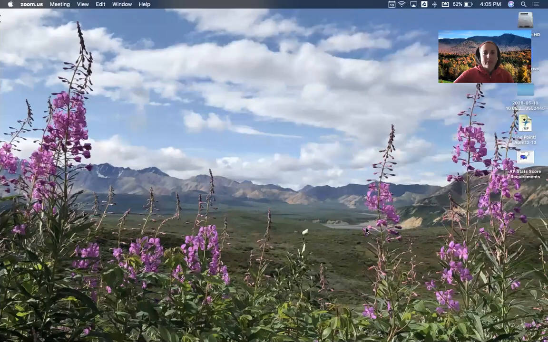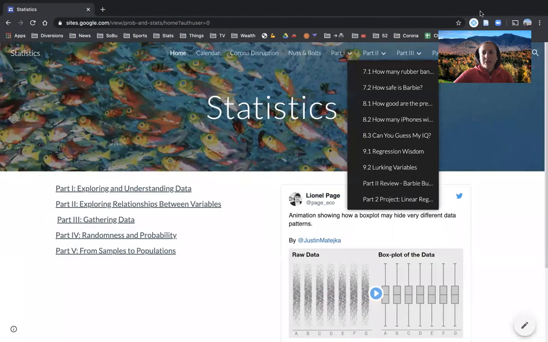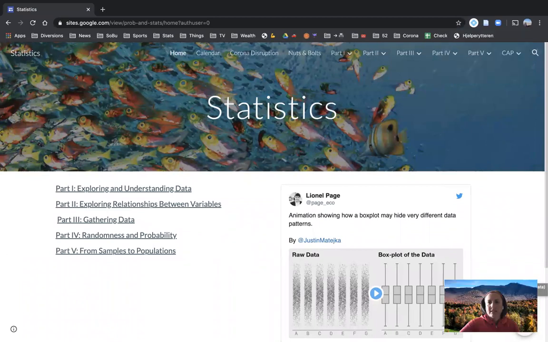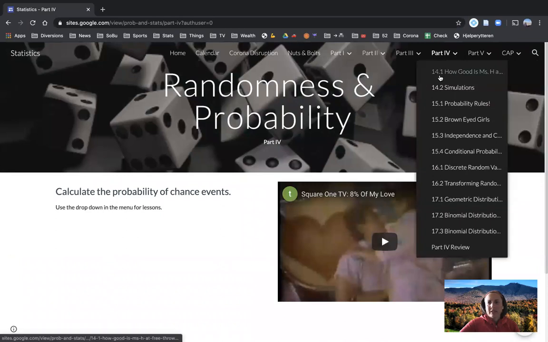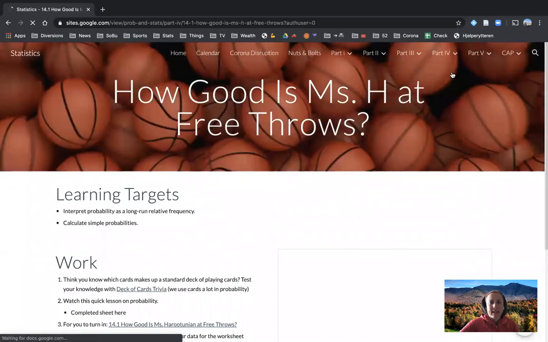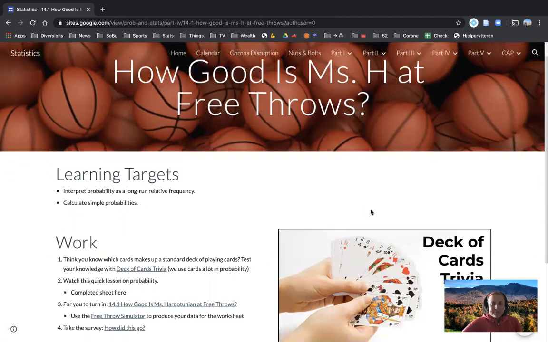If you are on our stats website, you're going to go to the section that says Part 4. Then, don't click that one, you're going to go to 14.1, how good is Miss H at free throws? The true answer to that is pretty terrible, but you're going to do something with simulations and figure out how good at digital free throws I guess I am.